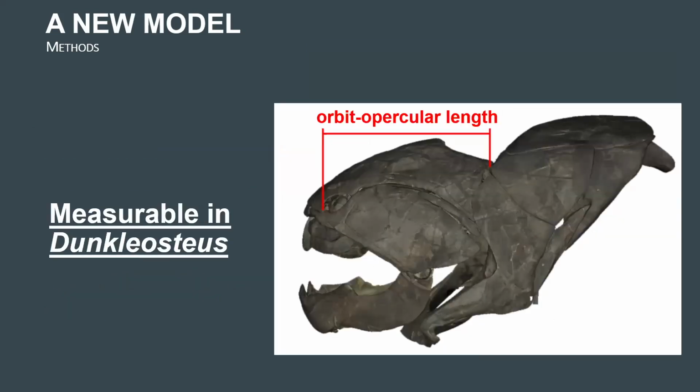And perhaps most importantly, this is a measurement that is actually measurable in the remains we have of Dunkleosteus. So the end of the head in placoderms is equivalent to the craniothoracic joint, which is the joint at the back of the head, and it matches up pretty well with the end of the gill chamber.